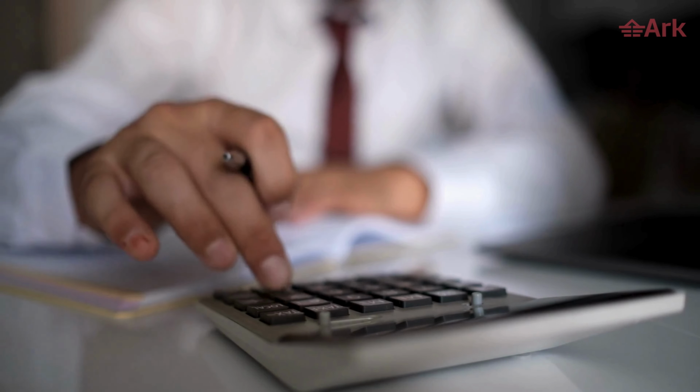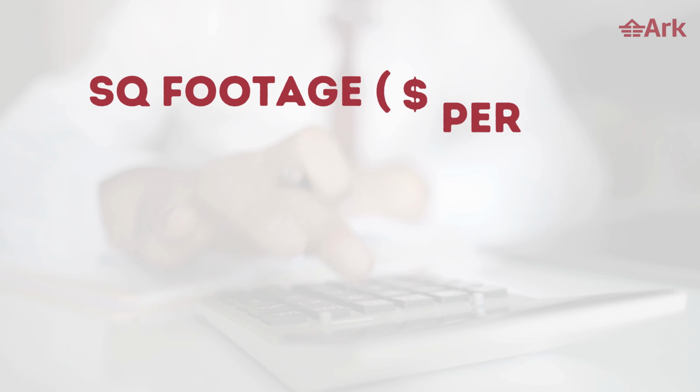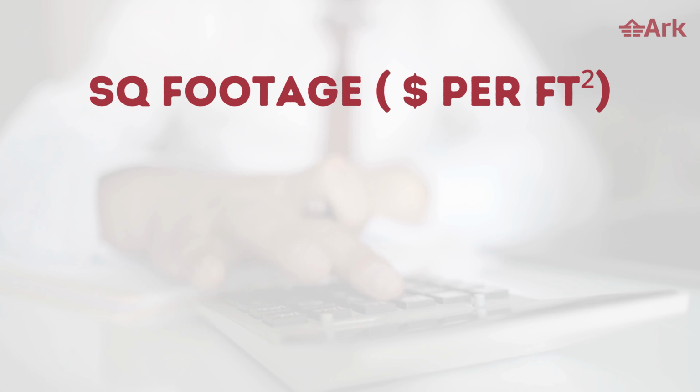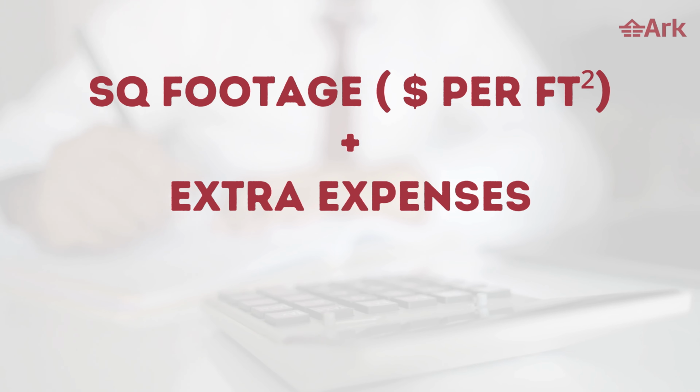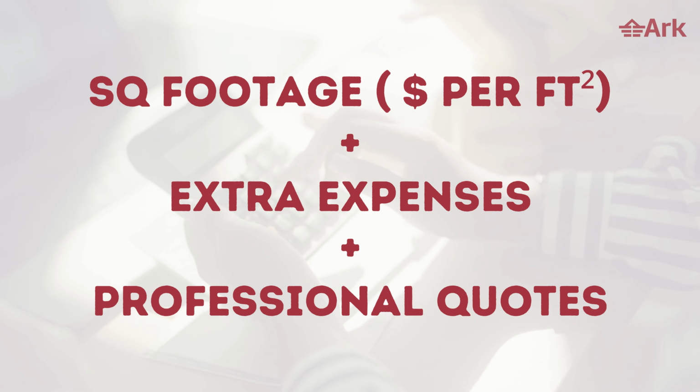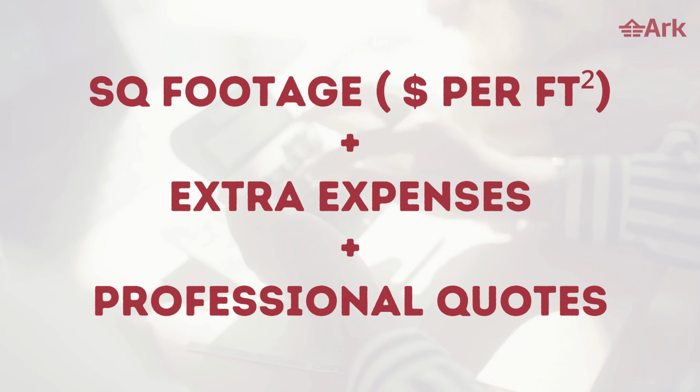Finally, let's crunch the numbers. Multiply your square footage by the cost per square foot of your chosen flooring material. Add in the extra expenses and the installation fee from the professional quotes. And done.